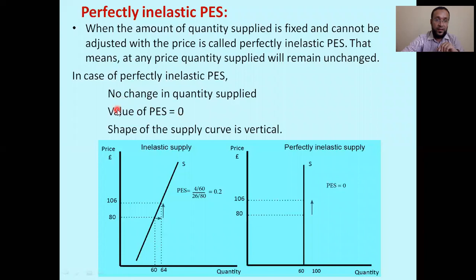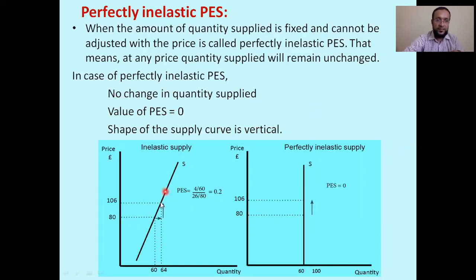So these are the conditions: no change in quantity supplied, the value of elasticity will be 0, and the shape of the supply curve will be vertical. Now look at these two diagrams. This is just to compare inelastic supply and perfectly inelastic supply. We're showing these two diagrams together to make it easy, because sometimes students get confused and forget the shape.